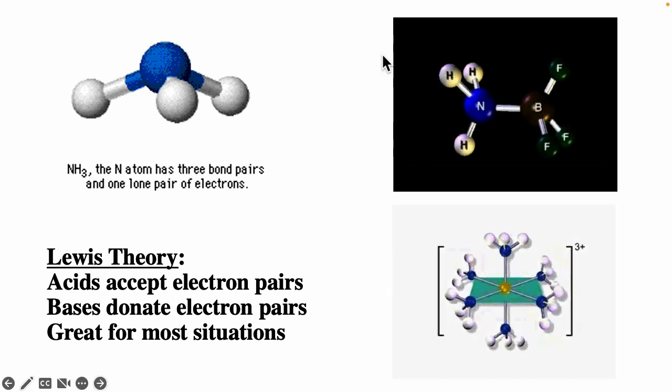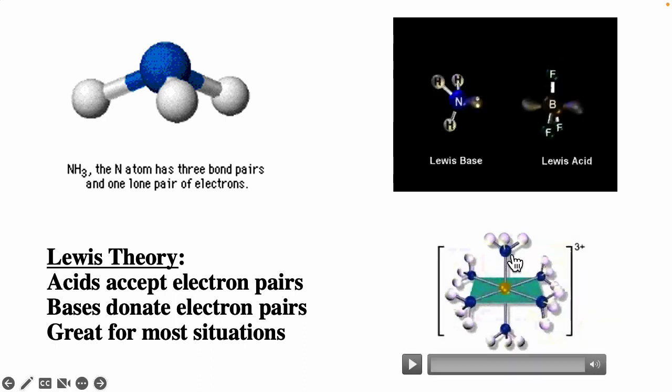There is no transfer of hydrogen ions in that reaction, but it's still a Lewis acid-base reaction because the ammonia is donating an electron pair and the boron trifluoride is accepting that electron pair. And so you can describe it using Lewis theory. You cannot describe it using Bronsted-Lowry theory.